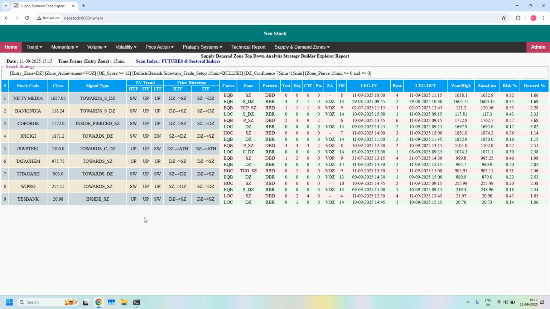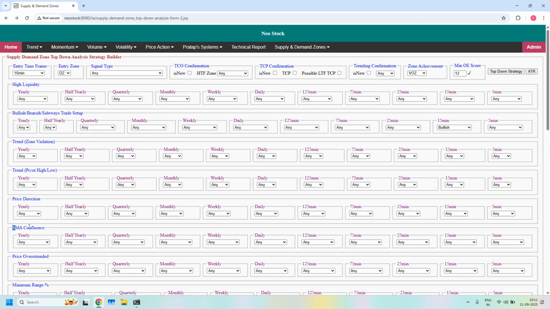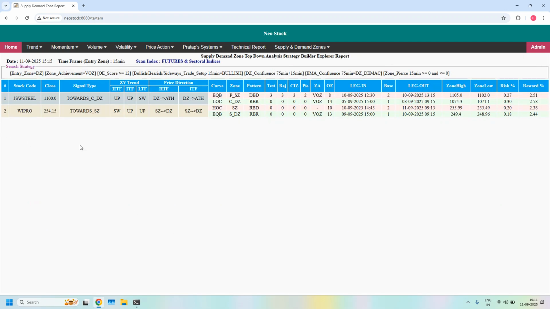75 minutes trend. So let's further filter based on EMA confluence at the 75 minutes demand zone with the daily EMA confluence. 2 stocks are filtered. So these 2 15 minutes demand zones might have more high probability to get success, provided less than 20 checklist items are satisfied. Otherwise higher chances of zone violation.